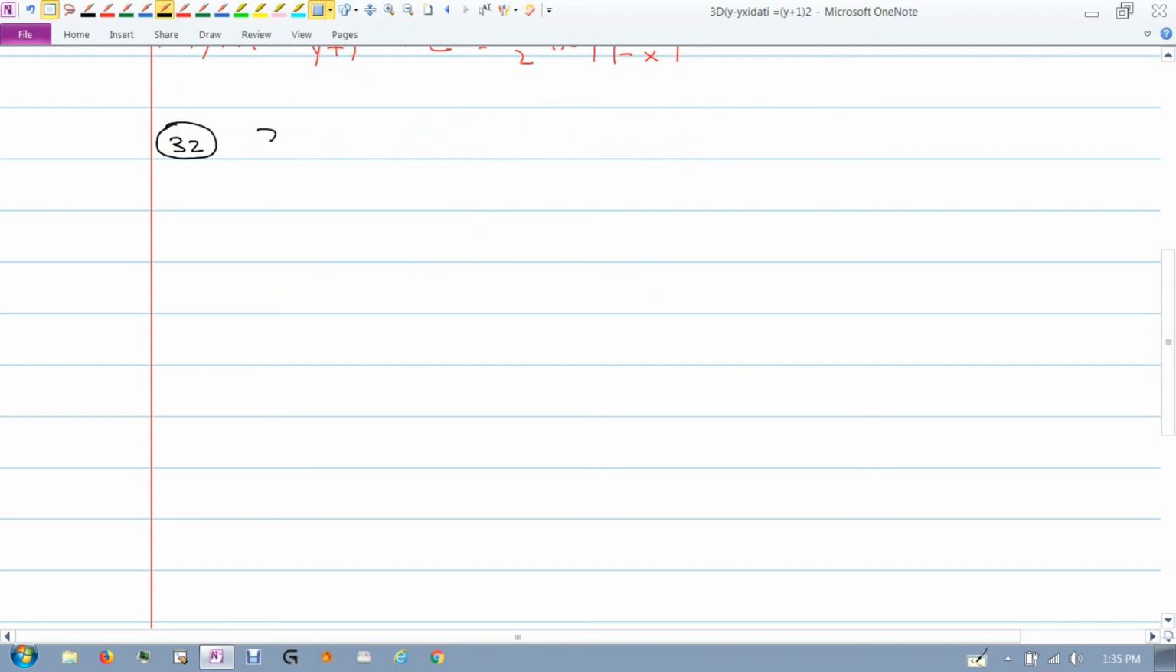2 dy dx minus 1 over y equals 2x over y. My first instinct here is just multiply everything by y. That will clear out some fractions. Give us some nice terms that just have x in them. Why does this one seem a little too easy?